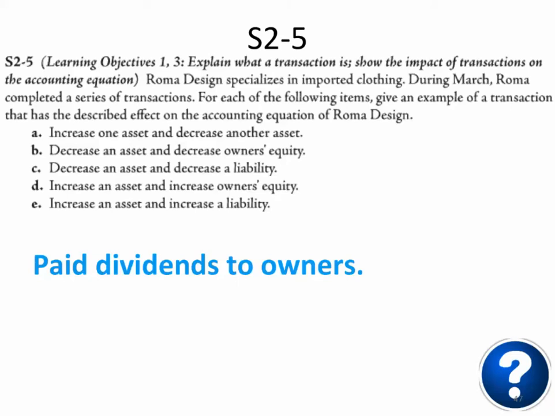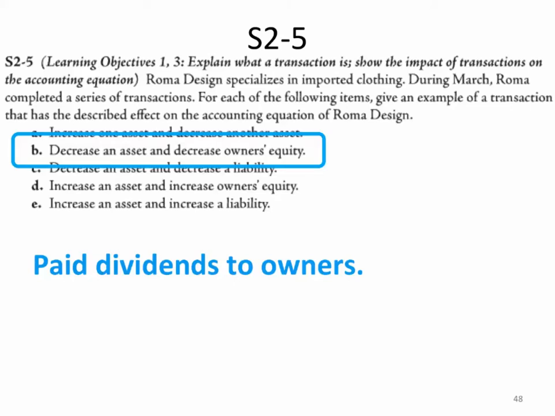Now the other side of this, paying dividends. I'll tell you on this one, paying dividends reduces equity, period. Paying dividends is considered to be a return of equity to the owners. So in this case, paying dividends is an example of decreasing an asset, which is cash, and decreasing owner's equity. So in the accounting equation, assets equal liabilities plus equity, we've decreased cash and we've decreased equity, so we've impacted the accounting equation the same on both sides.